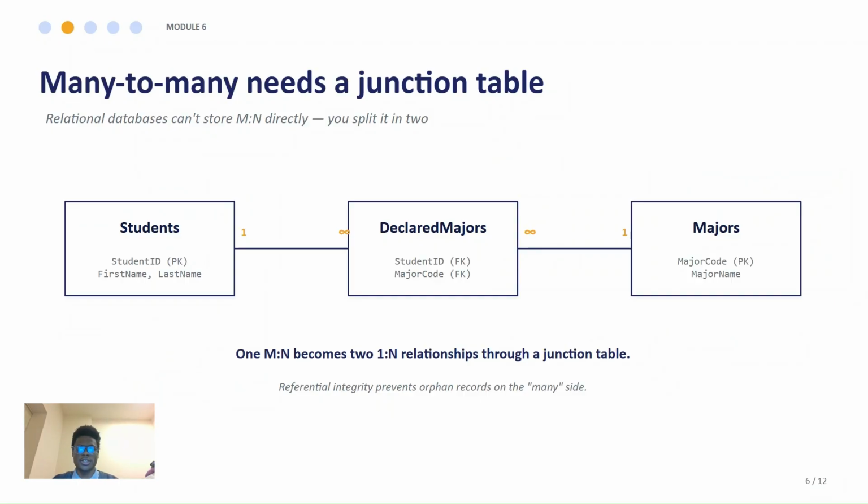Three types matter: one to one, one to many, and many to many. And here's the catch: relational databases can't physically implement a many to many. You have to insert a junction table that splits it into two one to many relationships, as shown.